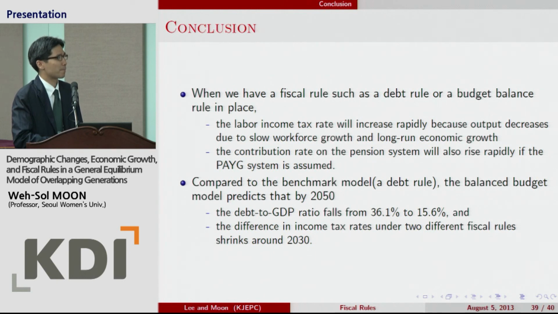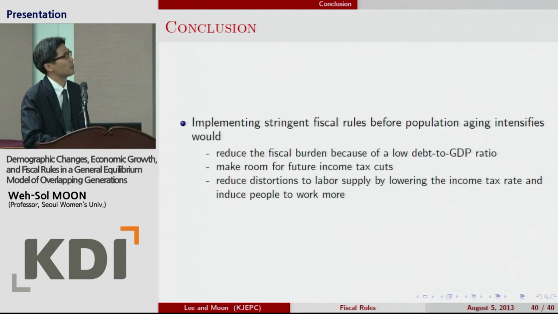The difference in income tax rates of the two different fiscal rules shrinks around 2030, as I showed you. Implementing a stringent fiscal rule, that's a balanced budget rule, before population aging intensifies reduces the fiscal burden because of a lower debt-to-GDP ratio, reduces distortions to labor supply by lowering the income tax rate, and induces people to work more. So we are likely to cling to the balanced budget rule in this paper.